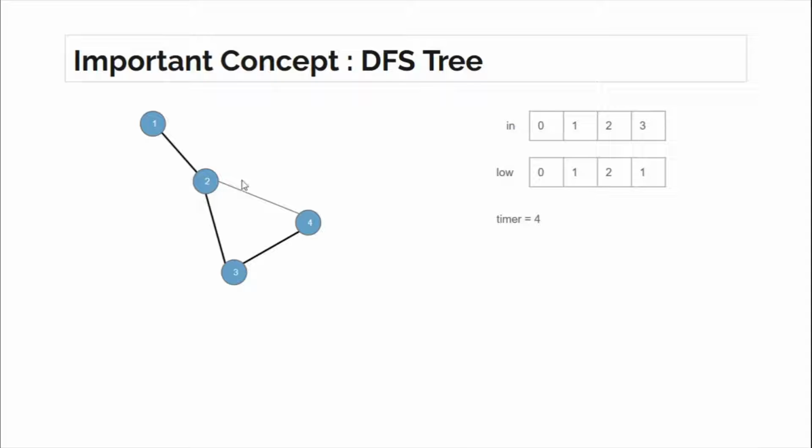1 was 2. So basically, whenever there is a back edge, the low time of that node would be updated, and low time would be updated as low time of current node is equal to the minimum of low time of current node, comma, in time of that node.